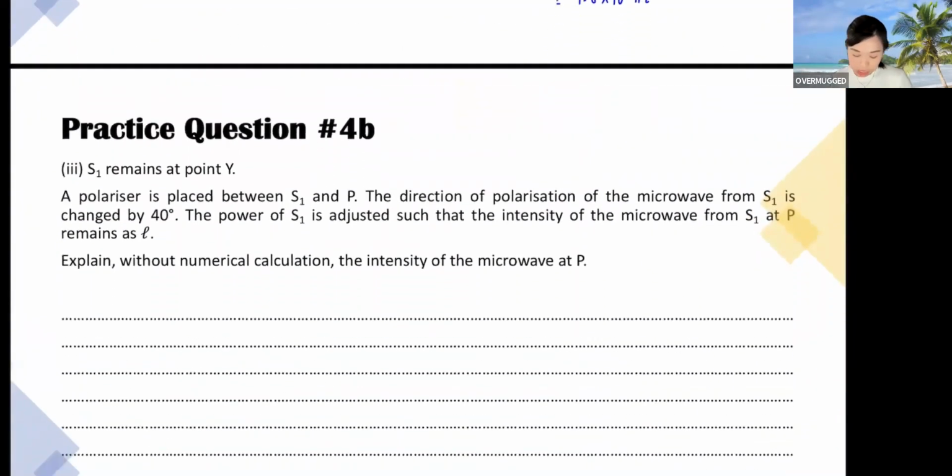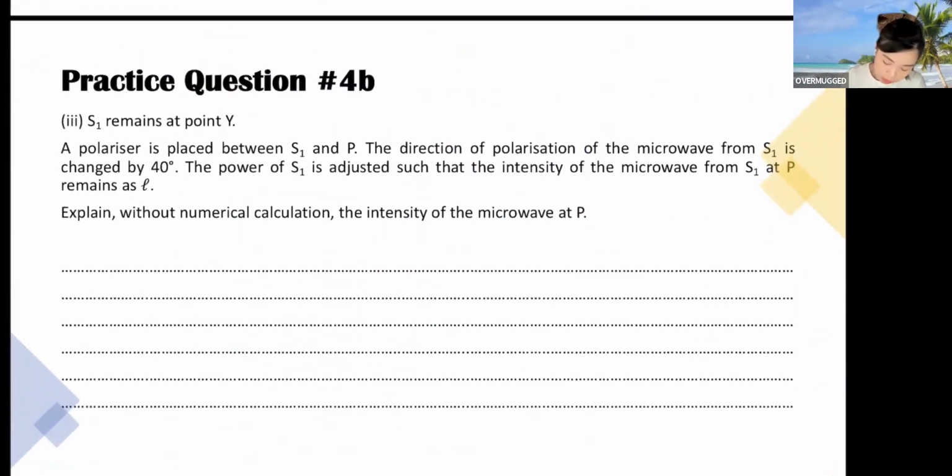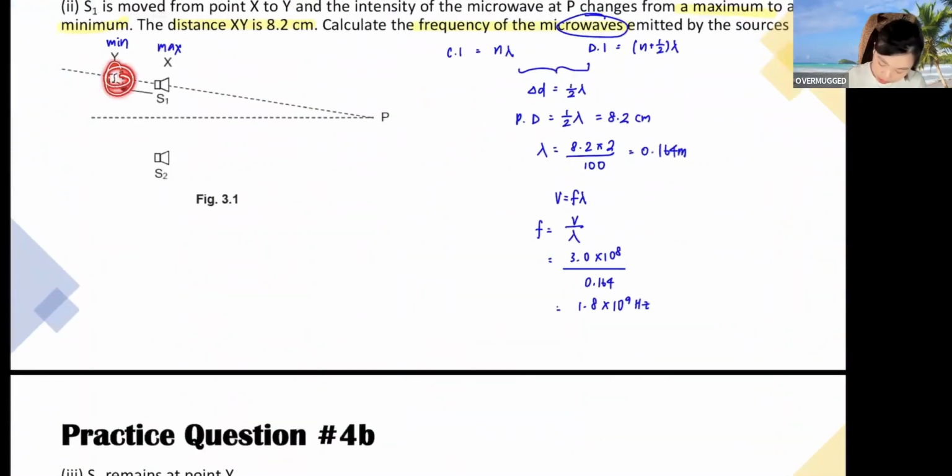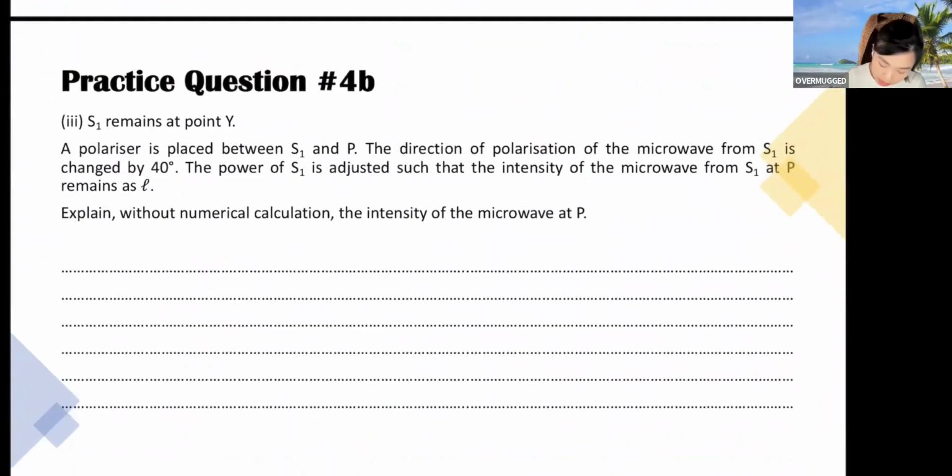Okay, next, S1 remains at point Y. So S1 remains at this point here. And then they say that a polarizer now is placed between S1 and P. The direction of the polarization of the microwave is changed by 40 degrees. So they turn the polarizer by 40 degrees, and the power is adjusted such that the intensity remains as L.